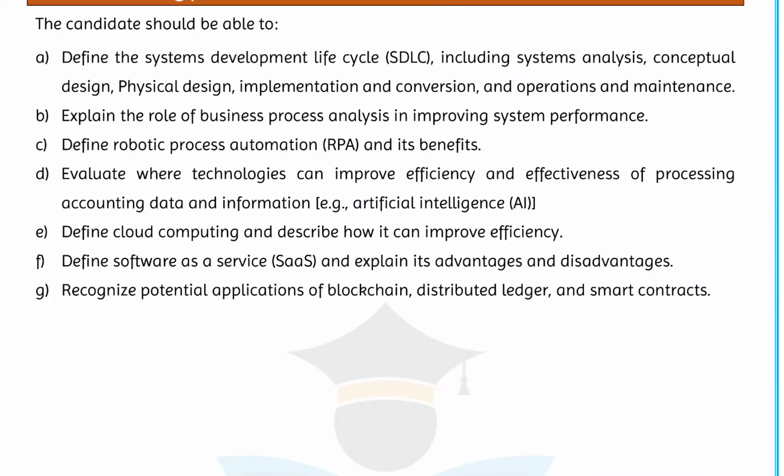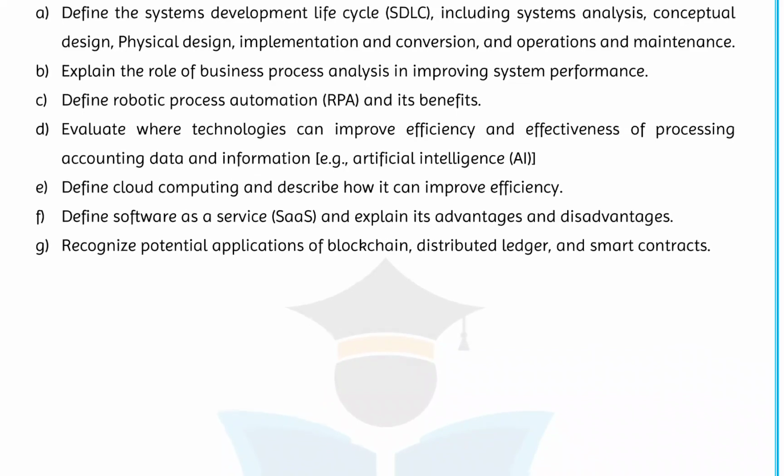Then the second one is explain the role of business process analysis in improving the system performance. So this is a pure theoretical concept if you remember. Here we are going to just discuss how process analysis will improve the performance of the system. What are the processes in your organization? You need to analyze that to understand which processes can be streamlined, which processes can be automated, and based on that the overall performance will enhance.